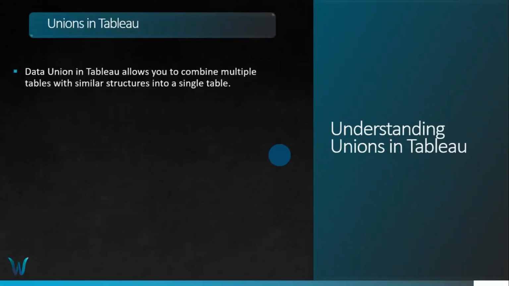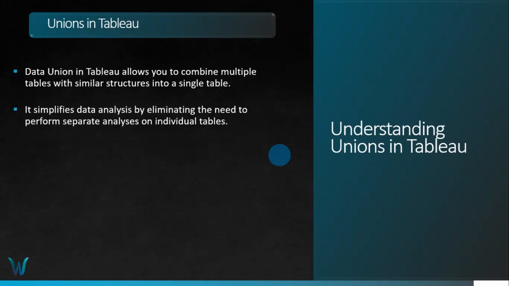So data unions in Tableau allow you to combine multiple tables with similar structures into a single table. So when you have multiple tables with similar structures, you can combine them into one single table. And unions help you simplify data analysis by eliminating the need to perform separate analysis on individual tables. So say you have different tables with the same structure. Instead of doing the same process on these tables individually, you can combine them and just carry out your manipulations or transformations once on the union table.